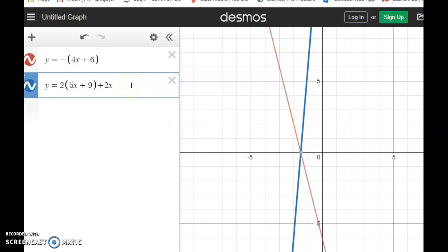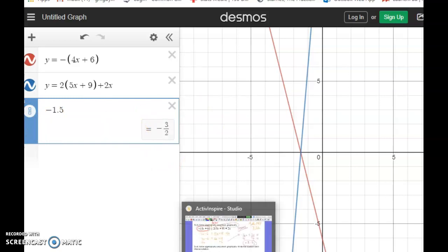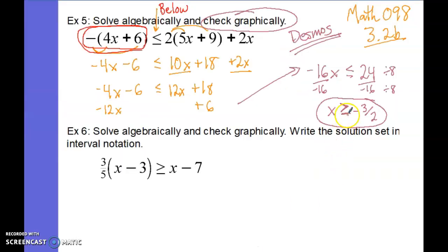Well, if you're unaware, negative 1.5 as a fraction, click that, OK, is negative 3/2. I don't know if you know that trick with Desmos, if there's a fraction, they will change it for you. Well, and that's exactly what we said. So that's how you can check your work graphically with the use of Desmos to see where the graph is below.